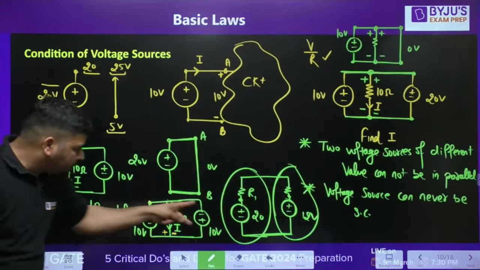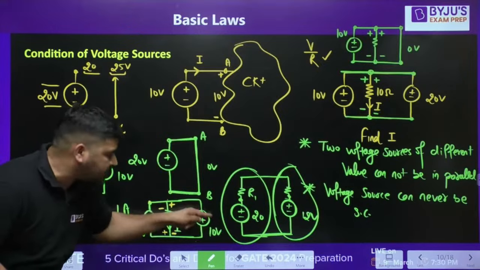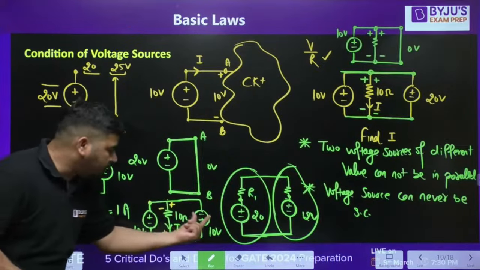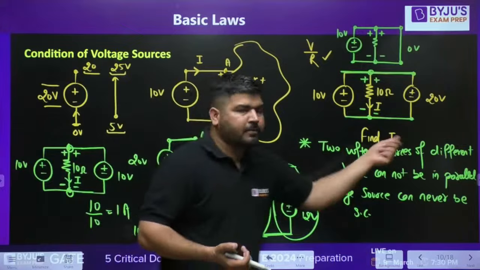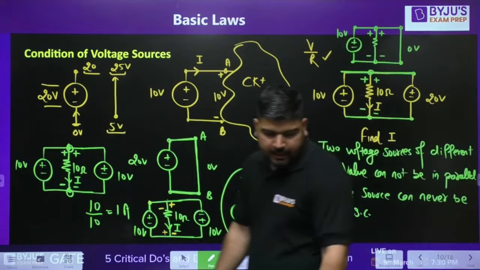So you don't take them equal. These sources are not equal. If it is 10, it has to be minus 10. We call it minus 10. And these two voltages are not equal. That's why they cannot be in parallel. So this is an invalid circuit. I hope it is clear. Tell me, guys.